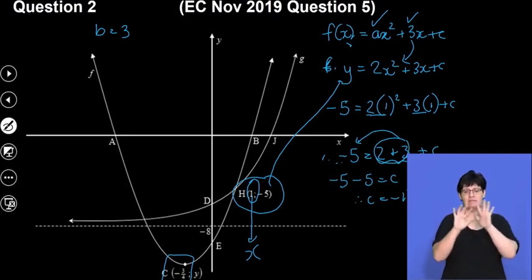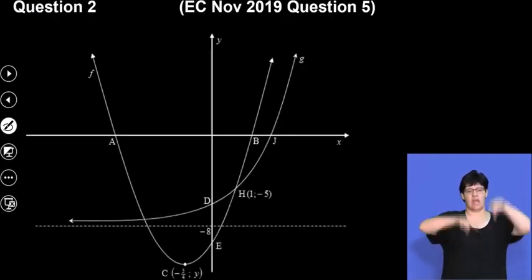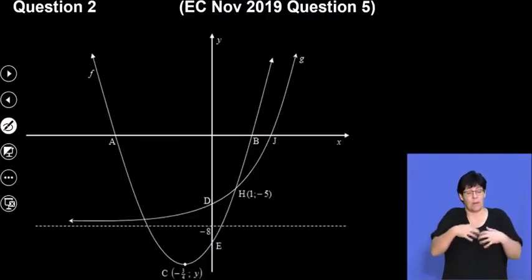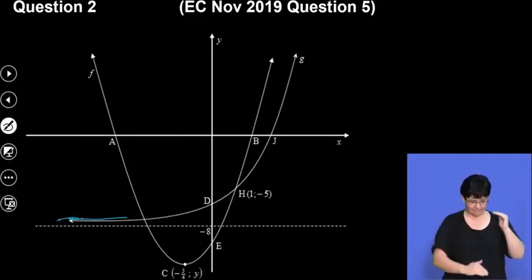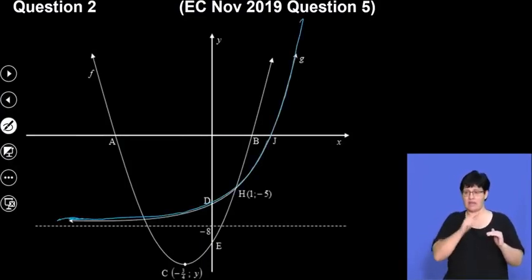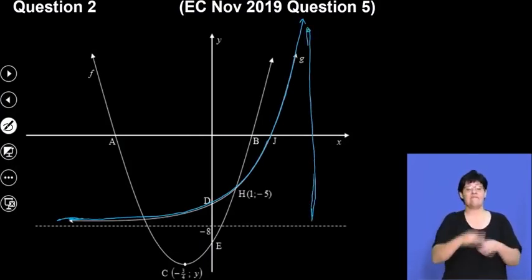Okay, so I've now shown that A is equal to 2, B is equal to 3, and C is equal to negative 10. Okay, let's see what the next question is. All right, we're asked to write down the range of G. Okay, so remember the range is all the y values for which that function exists. So we can see that the exponential function exists all the way down to the asymptote, and then going all the way up to plus infinity. So we can see those are the values of y for which this function exists, that exponential function.